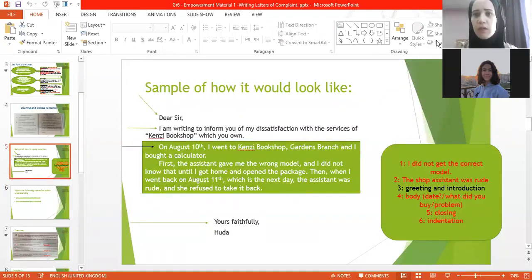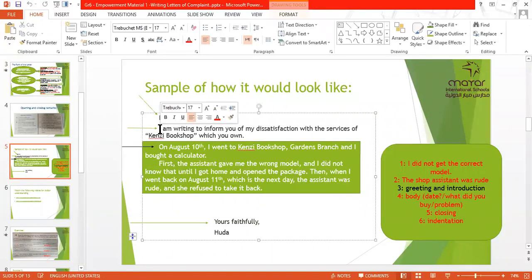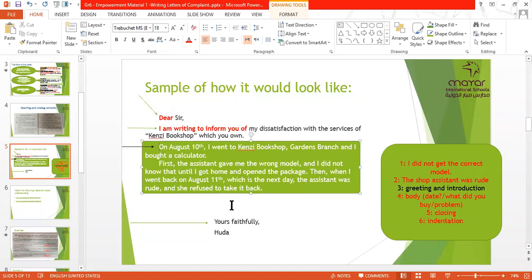Okay. So we said that the sample that we have starts with Dear Sir, or Dear and a person's name if we know them. And then we start with the introduction part, which says, I am writing to inform you of my something, something, something. So this is an obligatory part that your letter must have. So Dear is a greeting that is important. I am writing to inform you of, it is also obligatory. And then you start with the body, and depending on your problem, you write your body.